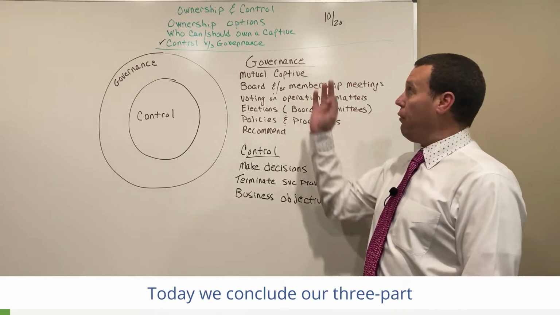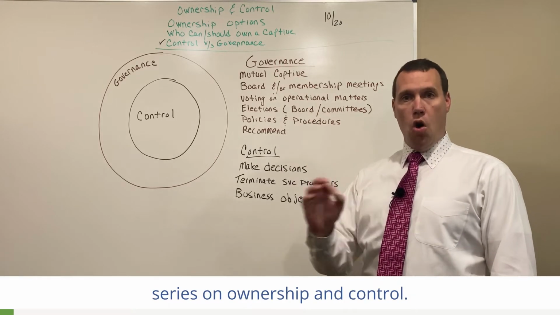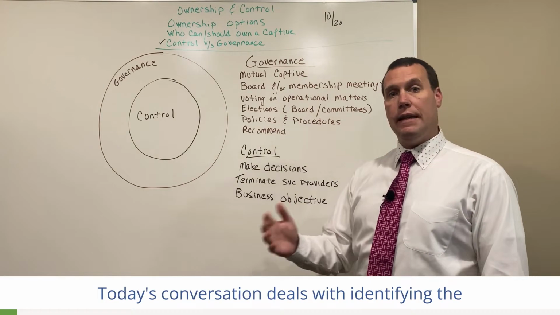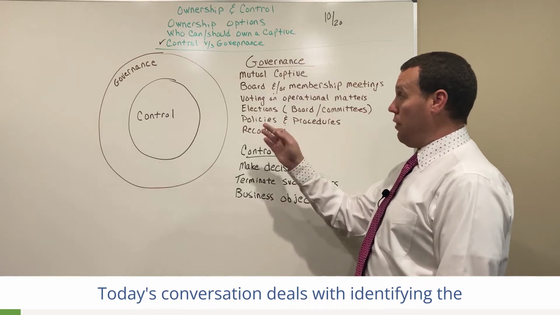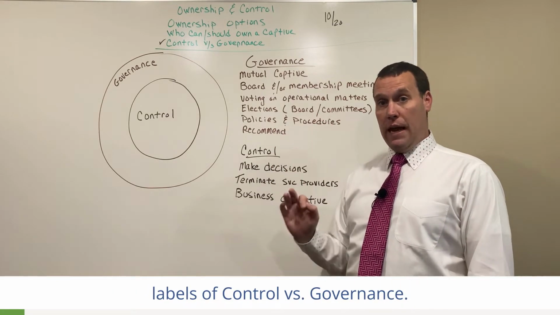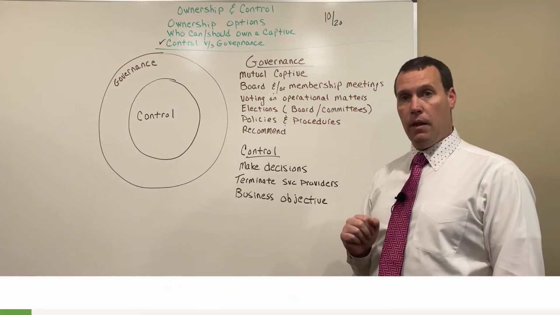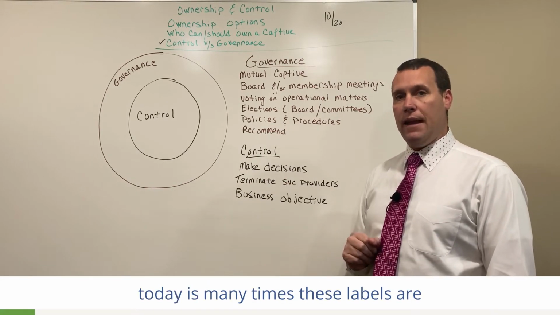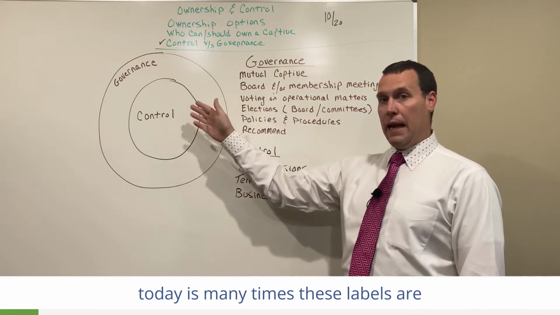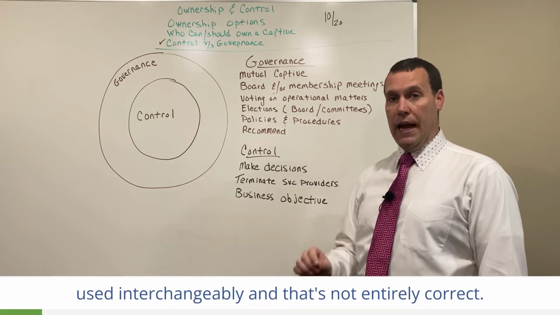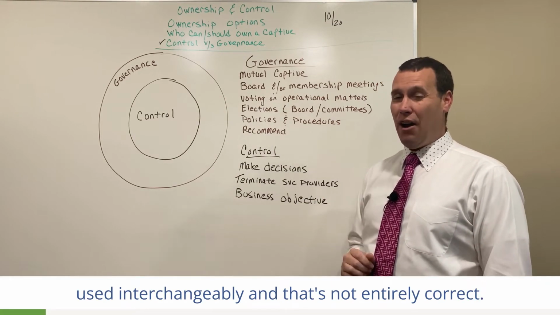Today we conclude our three-part series on ownership and control. Today's conversation deals with identifying the labels of control versus governance. And the reason we talk about this today is many times these labels are used interchangeably, and that's not entirely correct.